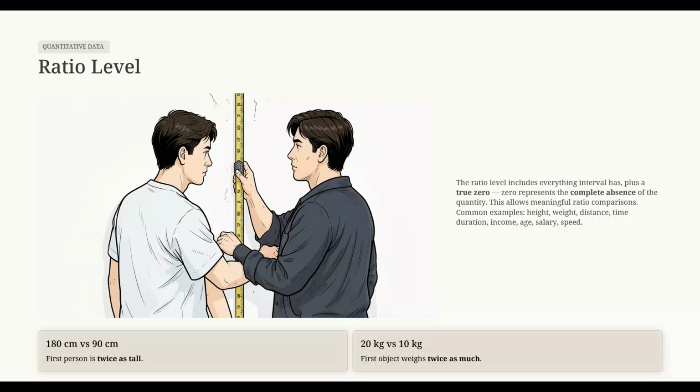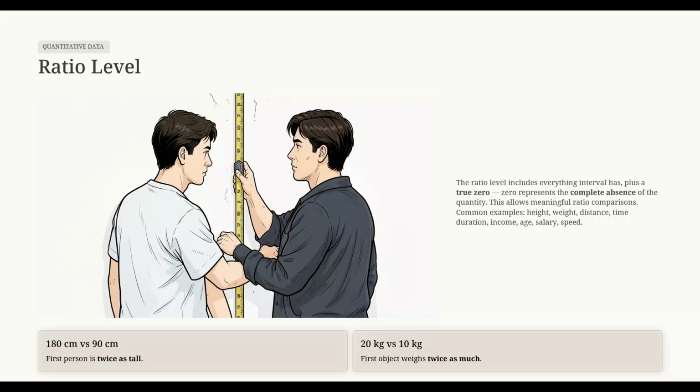For example, consider height. If one person is 180 centimeters tall and another is 90 centimeters tall, it's perfectly correct to say that the first person is twice as tall. Similarly, if one object weighs 20 kilograms and another weighs 10 kilograms, the first object weighs twice as much. So this works because 0 height and 0 weight represent the complete absence of those measurements.